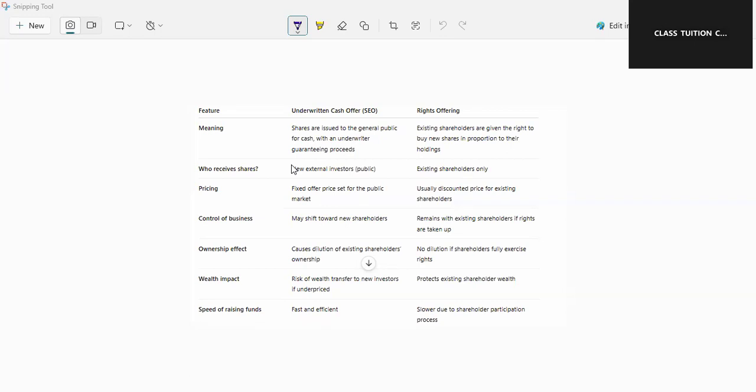So the key difference is that, number one, underwritten or cash offer, the general public can come in here. Rights offer, we're dealing with the existing shareholders. Then the ownership effect: the underwritten offer dilutes ownership, while the rights issue will maintain ownership. Pricing for the underwritten, you have a fixed price, usually at a discount. Then control shifts to outsiders, and for rights, it's within. And the risk: the underwriter guarantees the funds, and with rights the risk is that shareholders decide participation. All right. Now, with that being said, which offer would you suggest be considered?